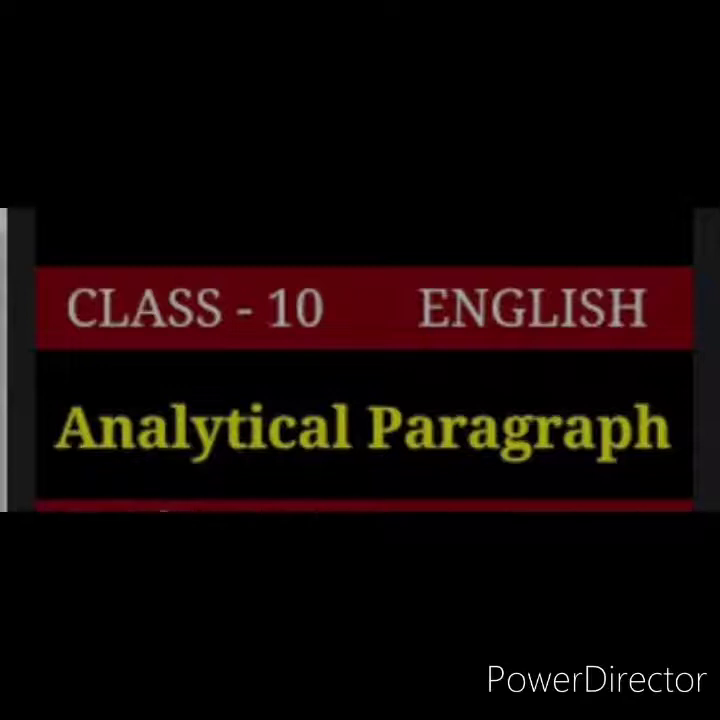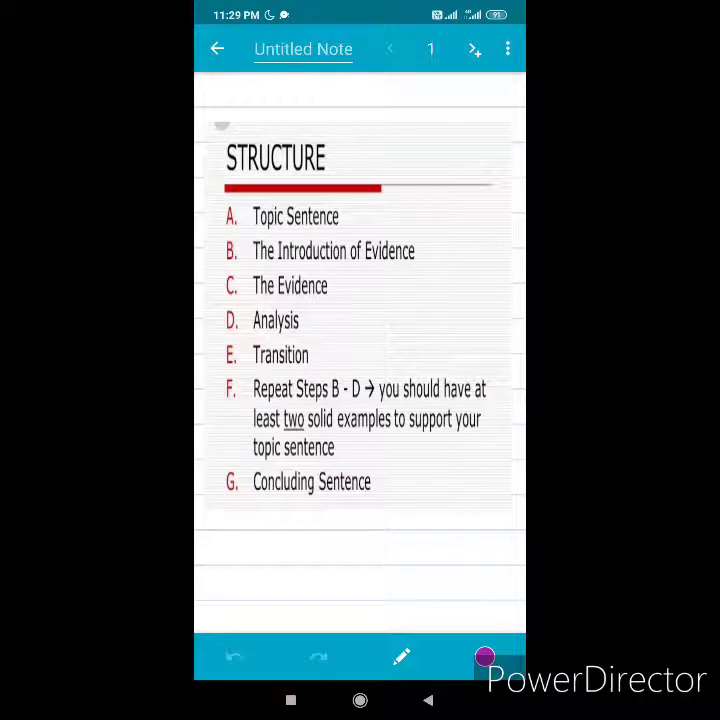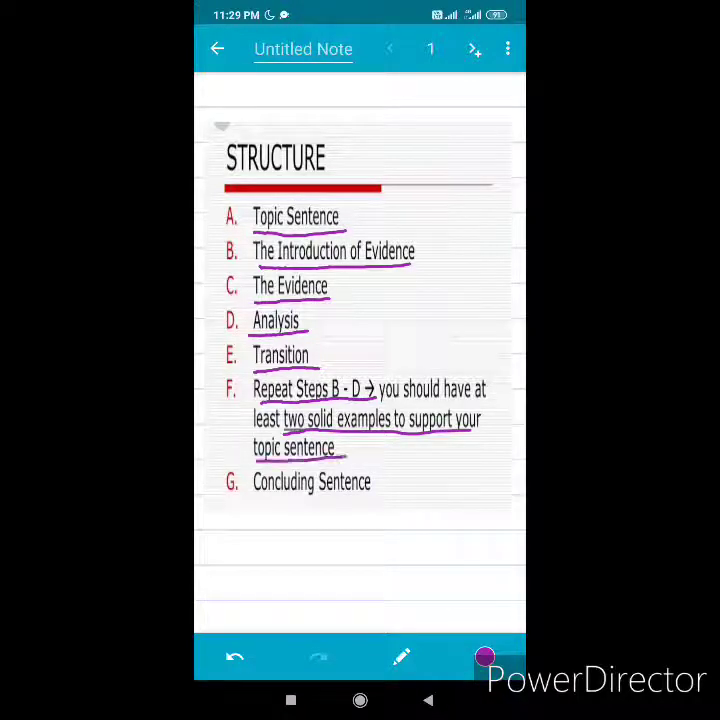So, here is the structure and tips of how to write this paragraph. Children, here is the structure of analytical paragraph. Firstly, it should be topic sentence, then the introduction of the evidence, then the evidence, then analysis, then transition, then repeat steps B and D. B and D here means the introduction of evidence and analysis. You should have at least two solid examples to support your topic sentence and then a concluding sentence.